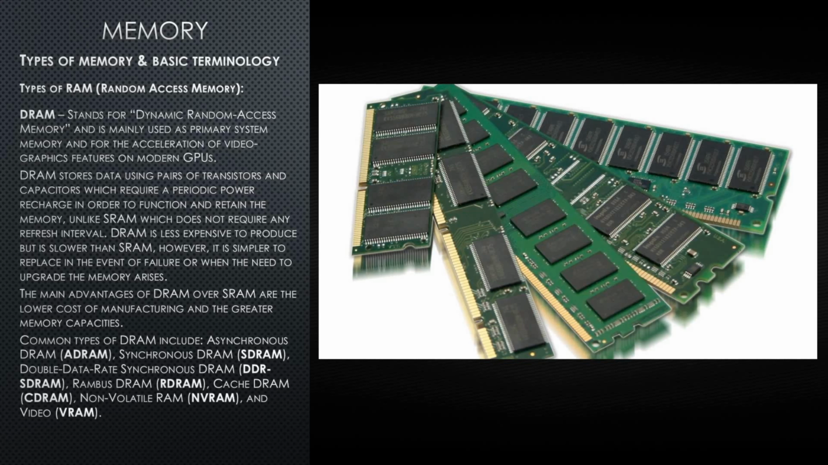Common types of DRAM include asynchronous DRAM, or ADRAM, synchronous DRAM, or SDRAM, double data rate synchronous DRAM, or DDR SDRAM, Rambus DRAM or RDRAM, cache DRAM or CDRAM, non-volatile RAM or NVRAM, and video RAM or VRAM.